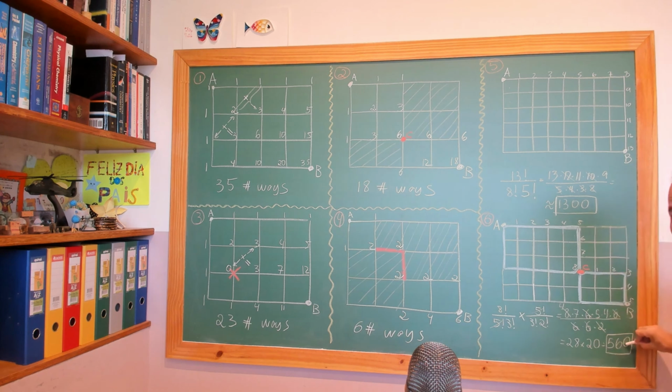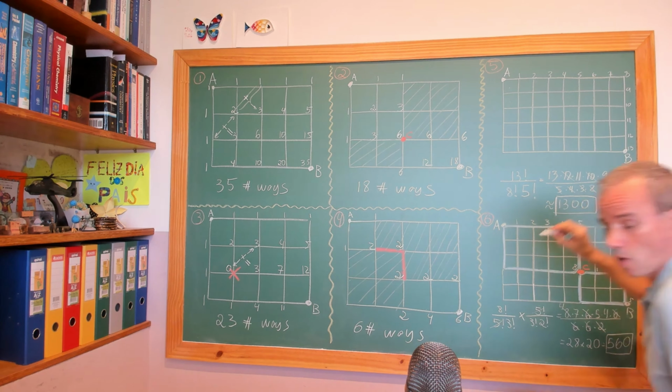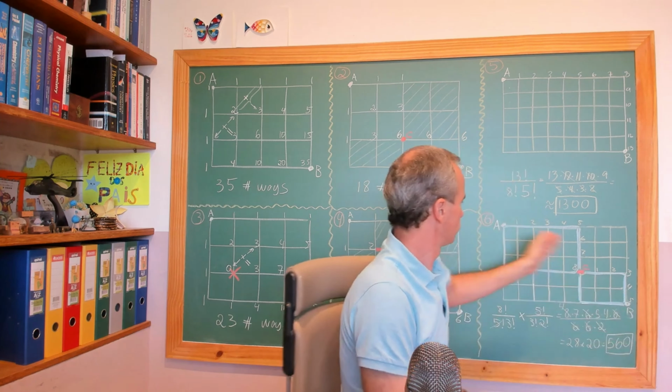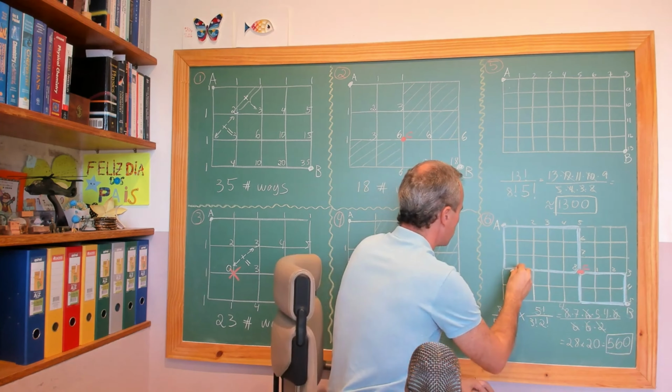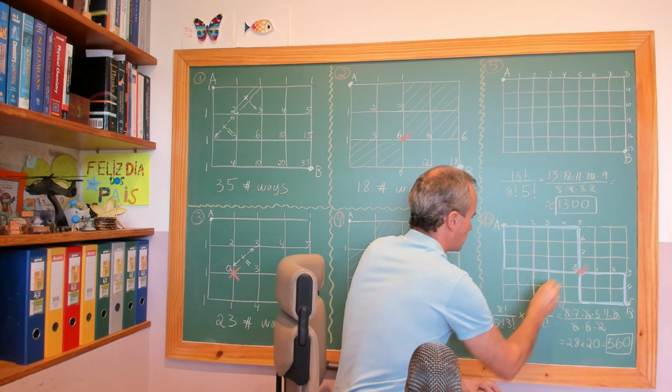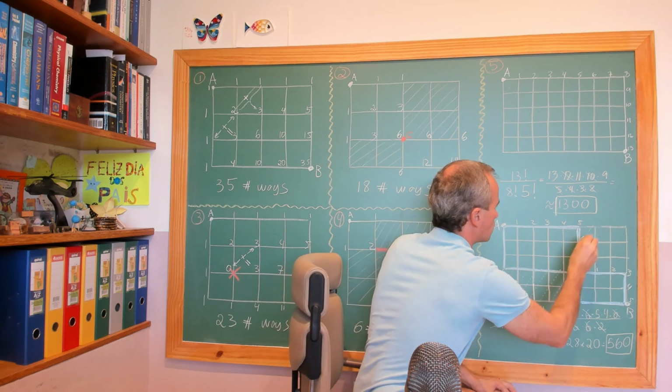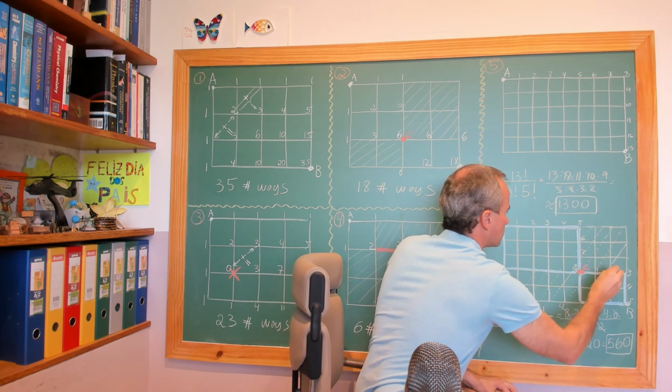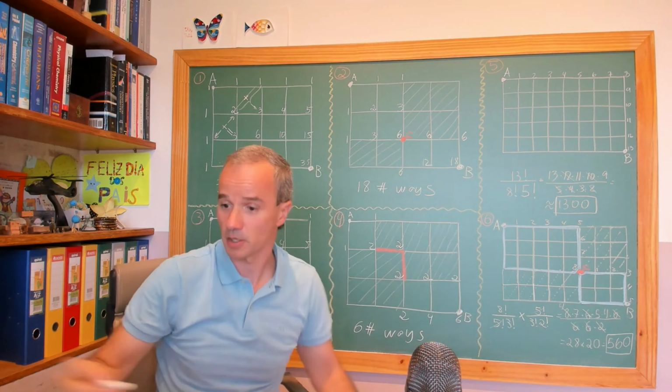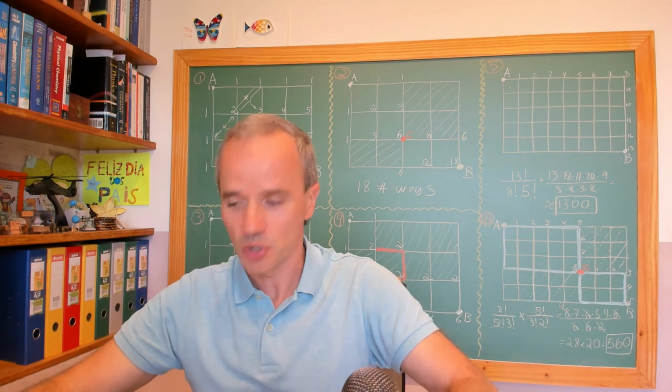This number is smaller than this. Of course it is. Why? Well, because I have to remove that. So I have fewer options. So that is what I wanted to show you today.